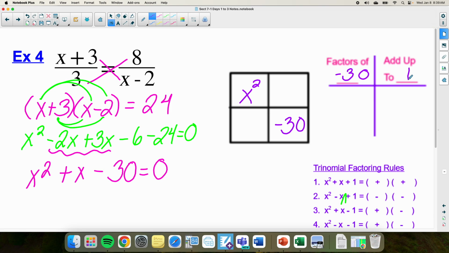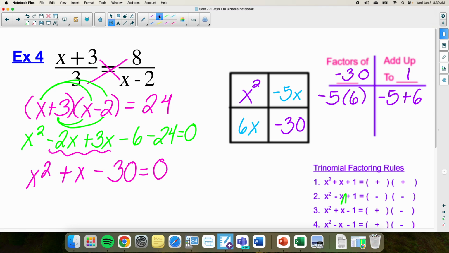Negative 5 and a positive 6 gives us negative 30. Negative 5 plus 6 gives us 1, okay? So what happens next is I put a negative 5 with x in one of these. I put a 6 with x in the other one, okay?